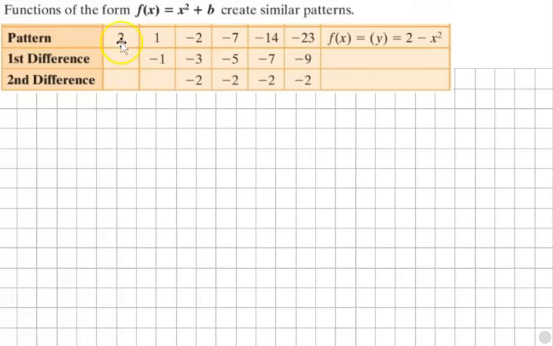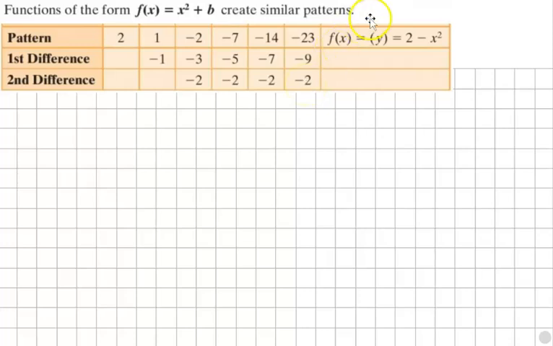So taking another pattern, we have 2, 1, minus 2, minus 7, minus 14, minus 23. The first difference is minus 1, minus 3, minus 5, minus 7, minus 9. And the second difference is minus 2 this time. So it doesn't matter that it's a minus, it's still constant. So since the second difference is the same, it's still quadratic.